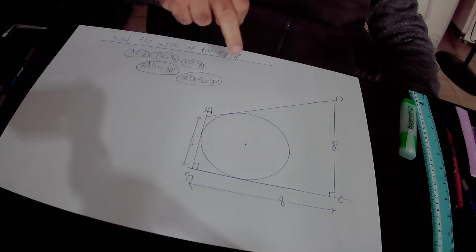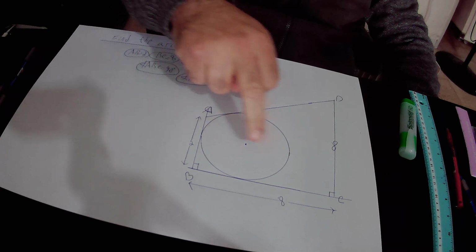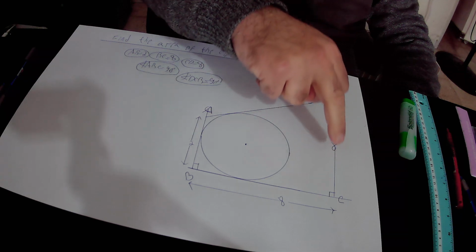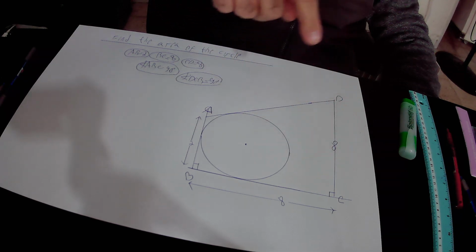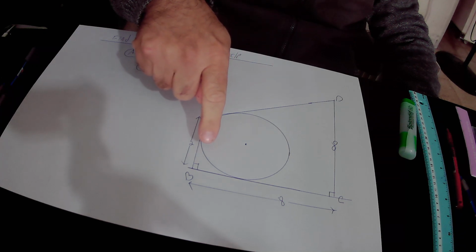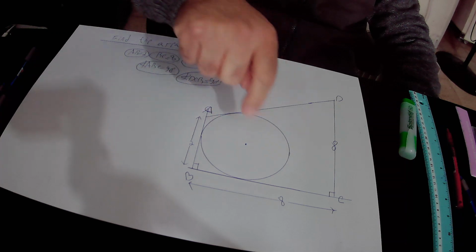In addition, you know that side AB of the quadrilateral is equal to 2 units in its length, side BC equals 8 units, and side DC also equals 8 units. This angle DCB equals 90 degrees. This angle ABC also equals 90 degrees. Our mission is to find out the area of this circle.